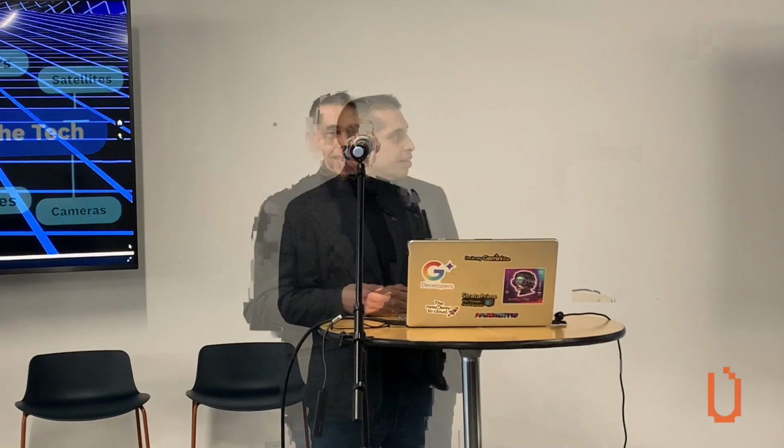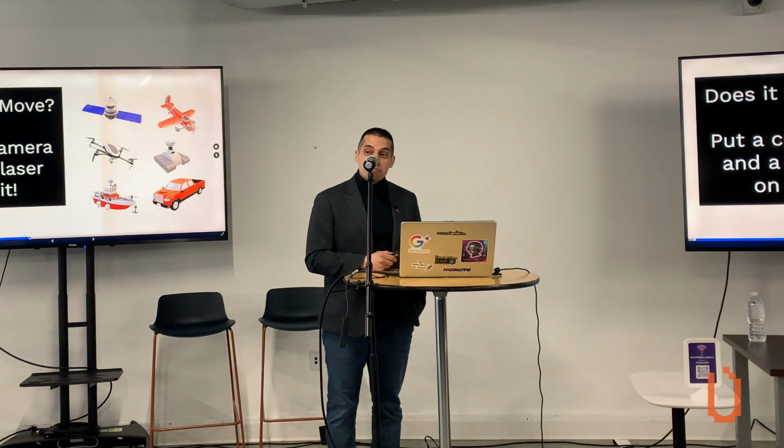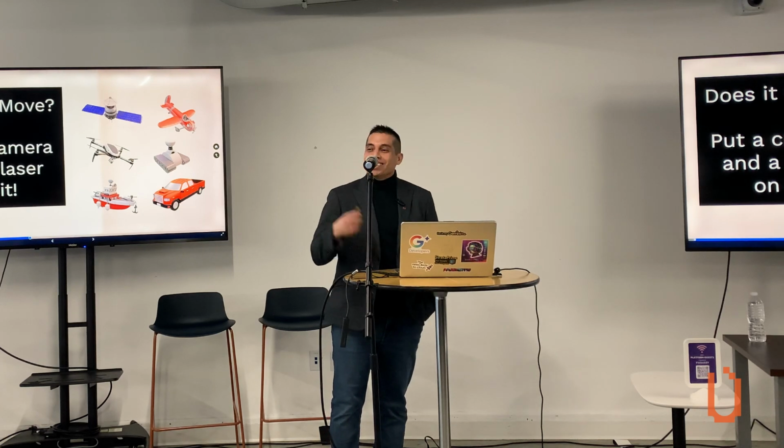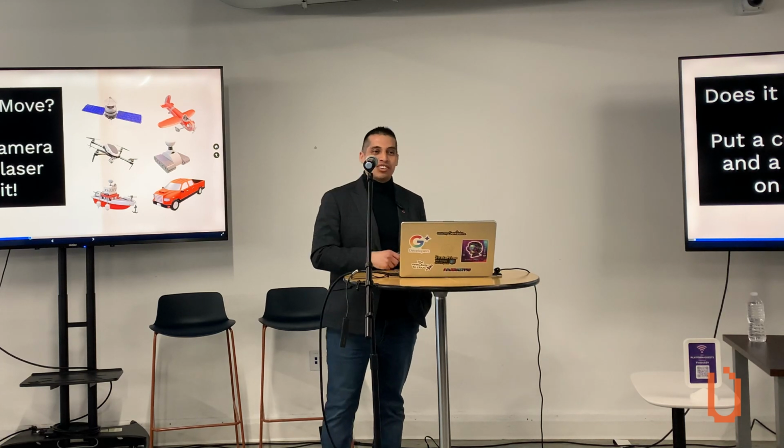All right, let's look at some of the tech behind geospatial data. Really, it's a mix of these. I'm going to talk about these things: lasers, satellites, drones, and cameras, and vehicles. Essentially, the whole evolution of the tech behind gathering geospatial data is this: does it move? I'm going to put a camera and a laser on it. That's really how the tech to gather geospatial data has evolved over the years.